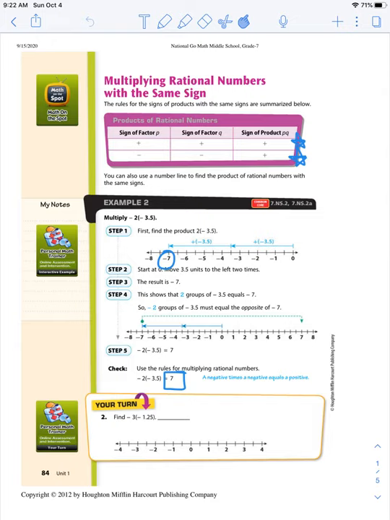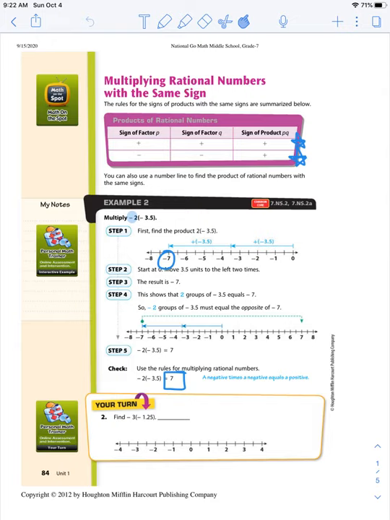We can also think of this as the opposite of 2 times negative 3.5. This sign in front, I like to just say the opposite there. So if I find 2 groups of negative 3.5, which is negative 7, and then I find the opposite of that, my answer is going to be 7. So on this second example where it says your turn, if you just find 3 times negative 1.25 and then make it the opposite of that, that'll be your answer.